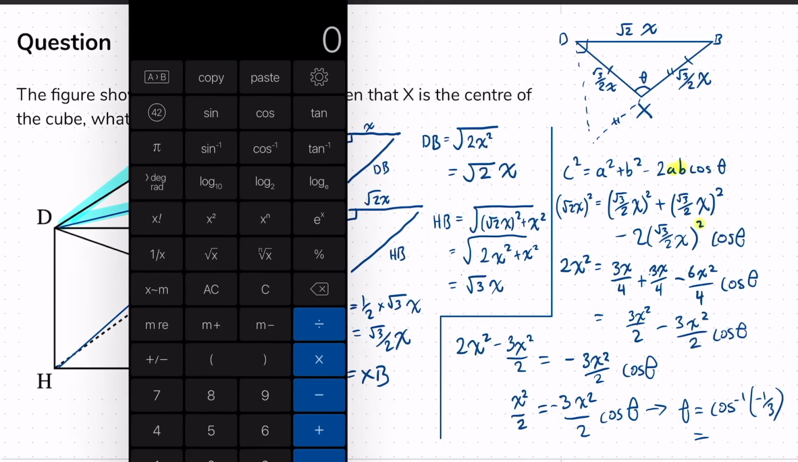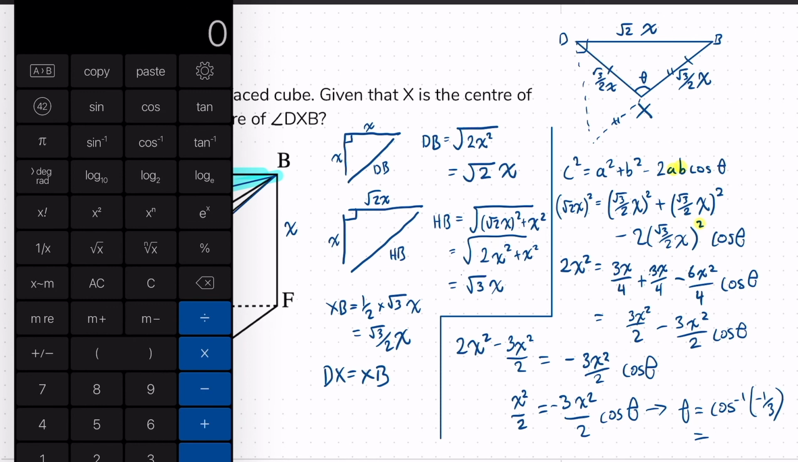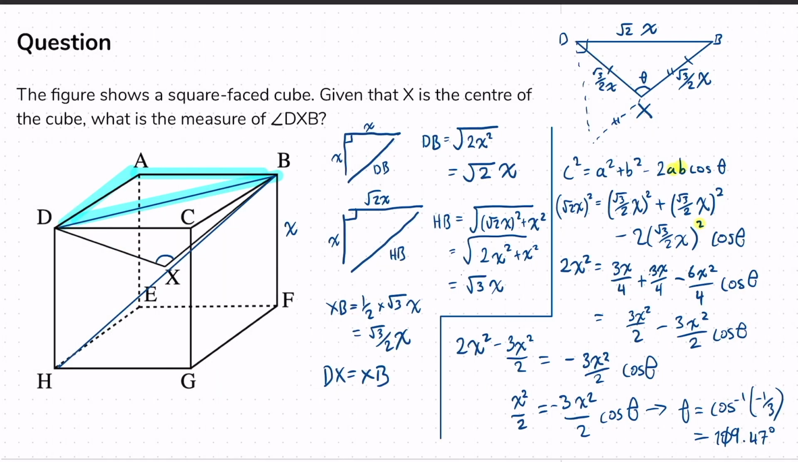Alright, so let's pull that over here. So my calculator is a bit weird, it doesn't like me doing negatives. So what we're going to do is 1 divided by 3, we're going to make it like that. Make it a negative, inverse cos, and we get approximately equal to 109.47 degrees. What a marathon. But we got there by using Pythagoras and then using the cosine rule with a little bit of algebraic jiggery-pokery.